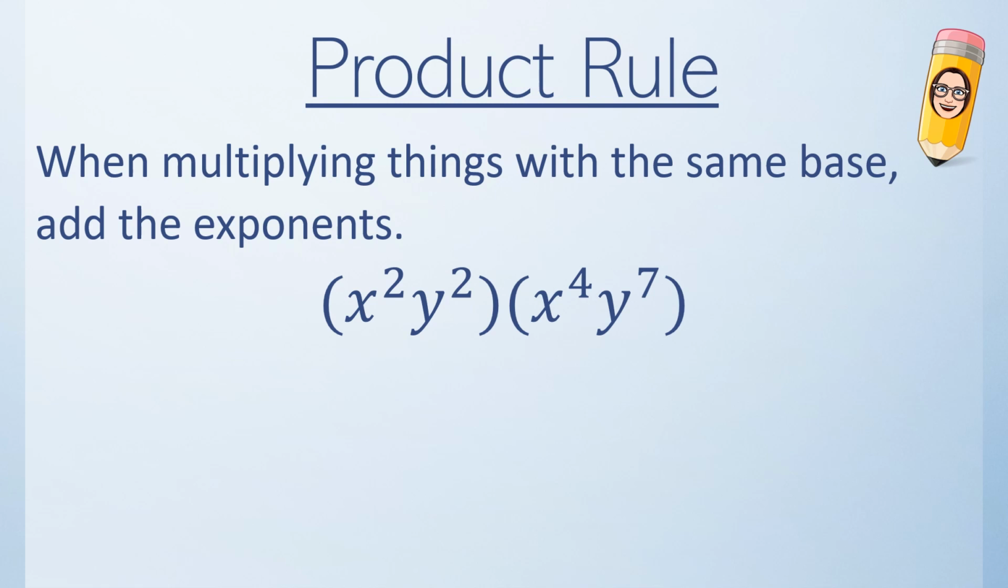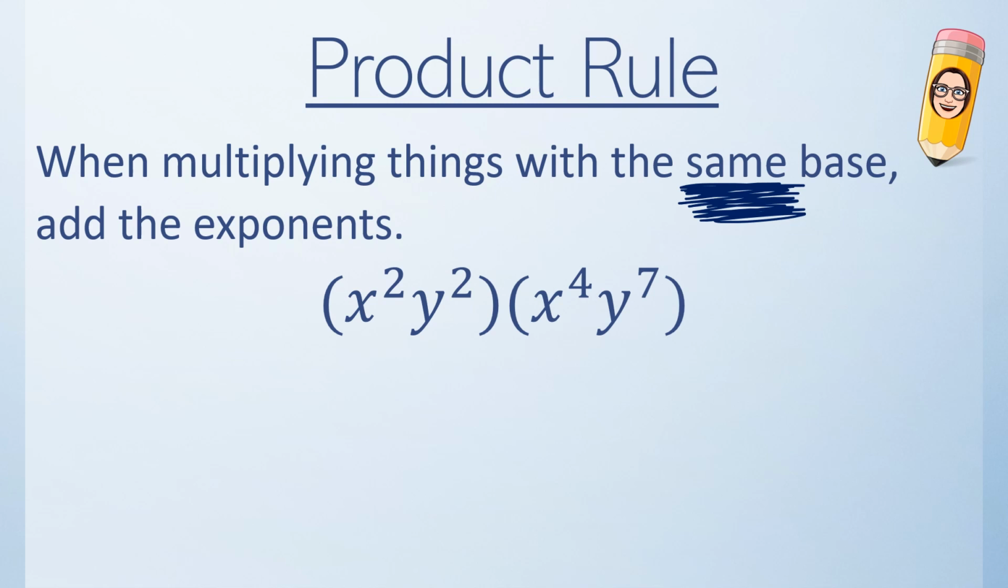The product rule. Now, the product rule is one of the easiest, but it's also one of the most challenging to remember. And so the rule says when multiplying things with the same base, acknowledge this, same base, all you have to do is add the exponents.